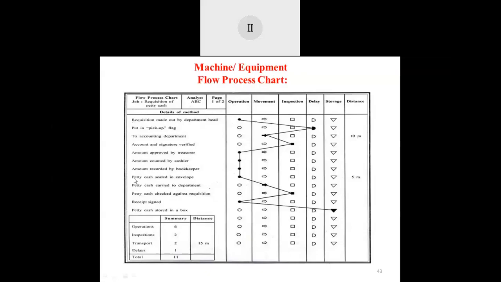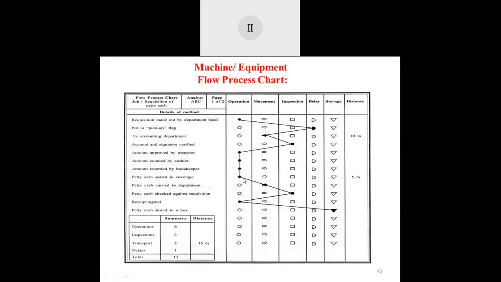Then petty cash is sealed in an envelope. After the bookkeeper records the amount, it is given to the envelope, or you can say nowadays, for movement, it will be sent to the bank, the requisition. So another operation will be there.